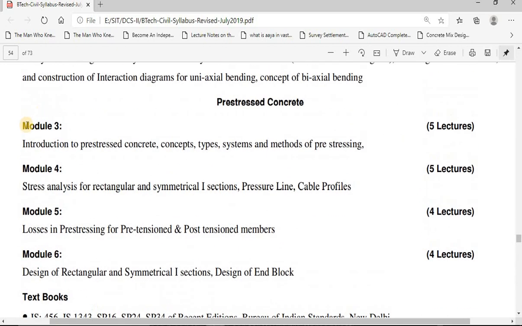So in module number 3 we are going to study the introduction to pre-stressed concrete. So concepts of pre-stressed concrete, what are the types of pre-stressed concrete, what is the system of pre-stressed concrete and method of pre-stressing. Actually, the trend of pre-stressed concrete arrived because it can give us an economical section. We can construct long span bridges or long span structures. For that purpose, this pre-stressed concrete comes into picture.